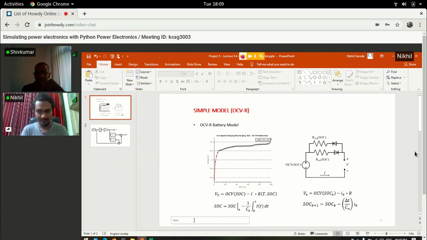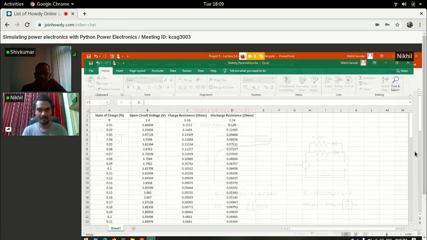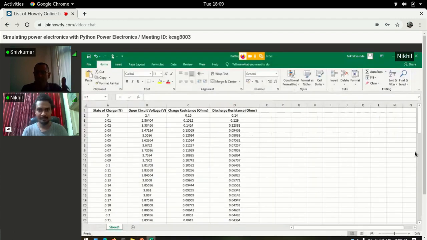Can you show me the Excel sheet now? So we have the current. With the current, we have the capacitance. We assume the capacitance, and with these two, we can now calculate the incremental charge, or the charge as it is building up, right? Now, do you wish to map that to the first column, that is state of charge? Is that what you are trying to do?